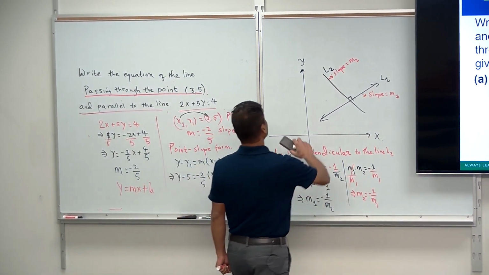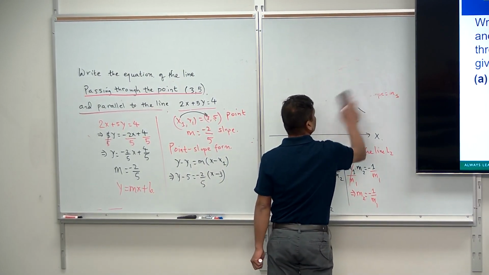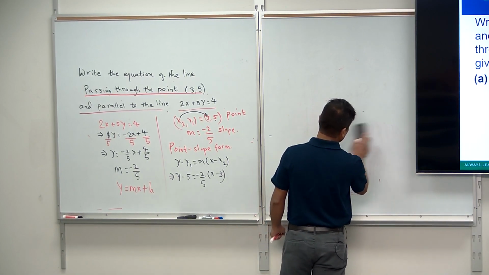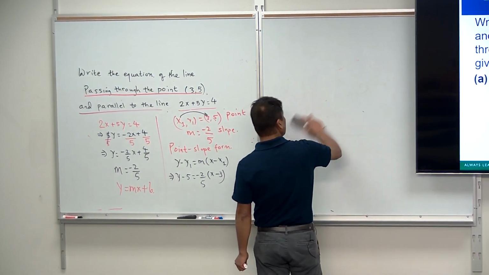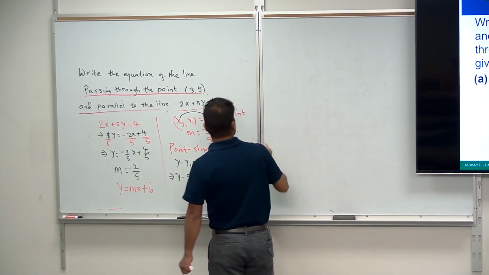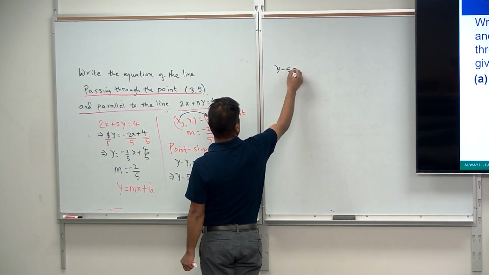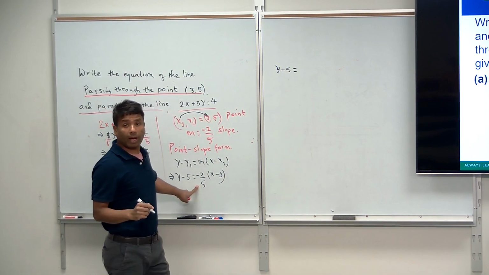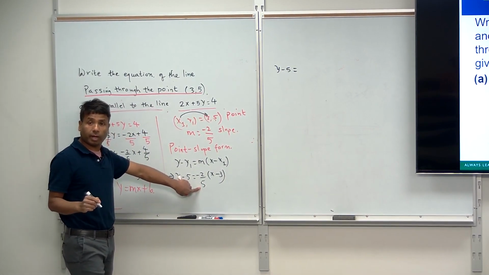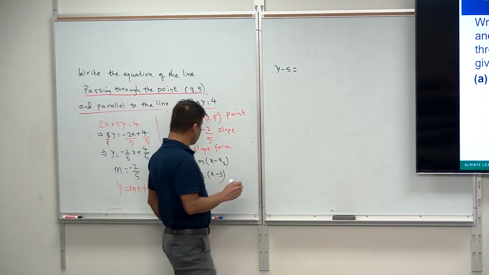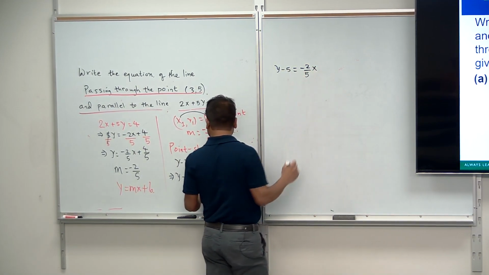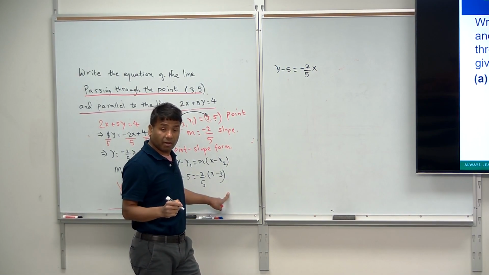Okay? So let me find it in slope-intercept form, okay? So what do you have here? Y minus 5 equals, you distribute this negative 2 over 5. Negative 2 over 5 times x, so this is negative 2 over 5x. And negative 2 over 5 times negative 3.